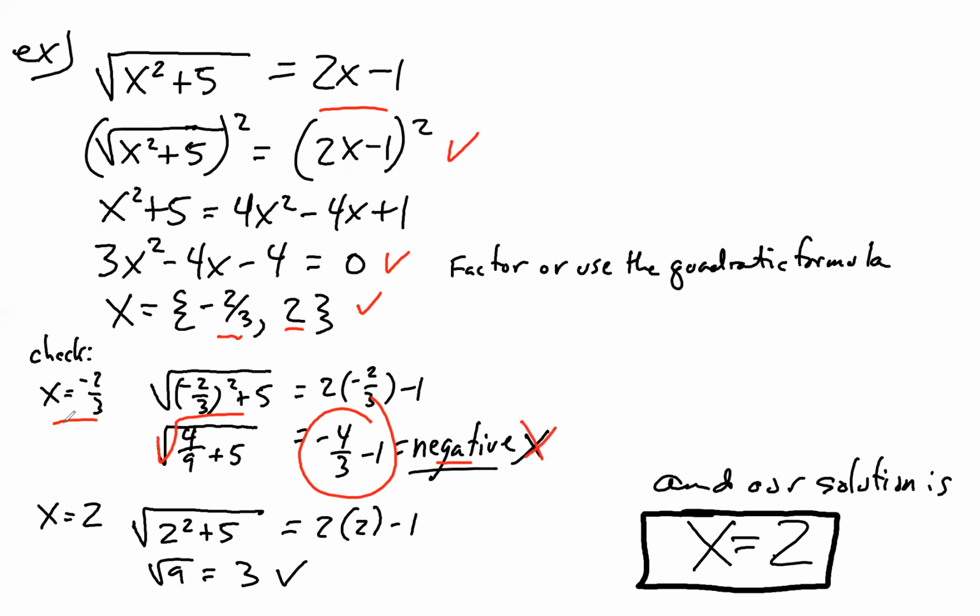So minus 2/3 is off the list, but we still have to check 2. Plug in 2, everything works. So we only have one answer, x is equal to 2. X equals minus 2/3 was an extraneous solution.